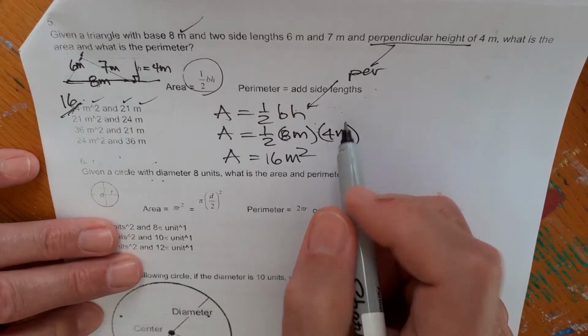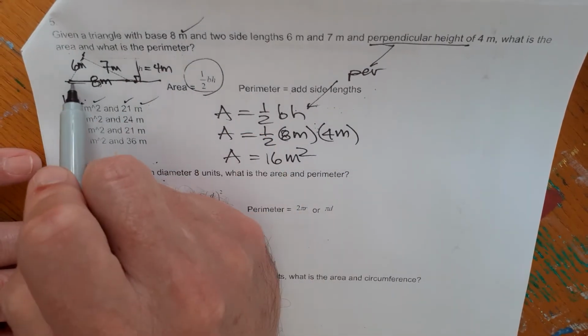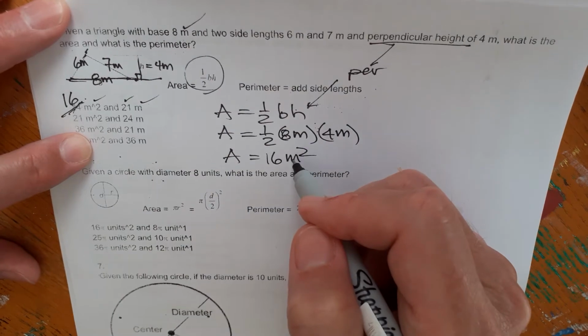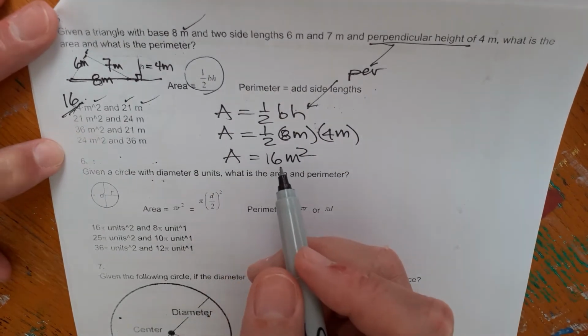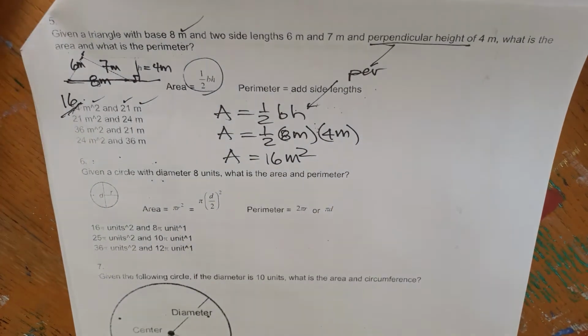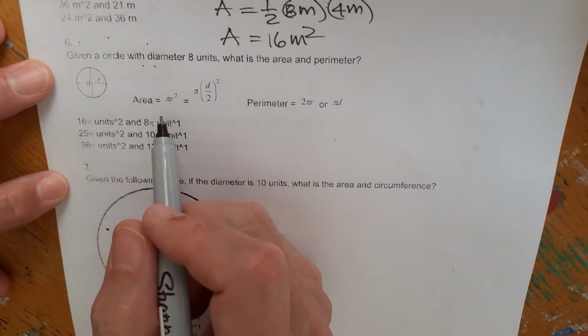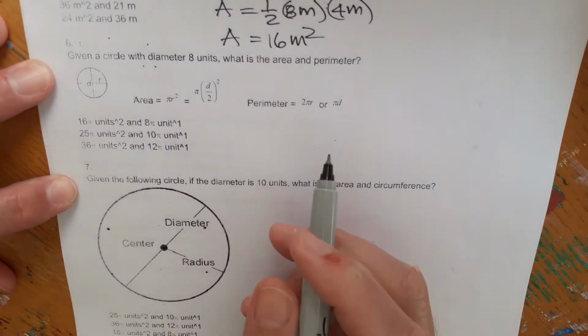Just one more time. It says base of 8. It says perpendicular height of 4. 4 times 8 is 32, divided by 2 is 16, as far as I know. Unless I'm calculating it wrong or missing something. All right, I'll work on that before you get the actual problem. So we'll use this one and we'll fix it, okay?